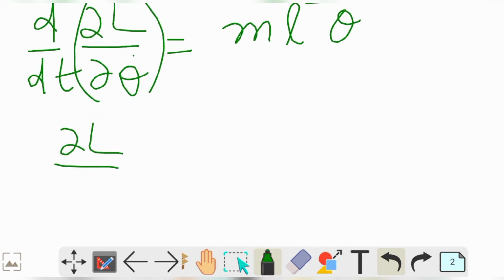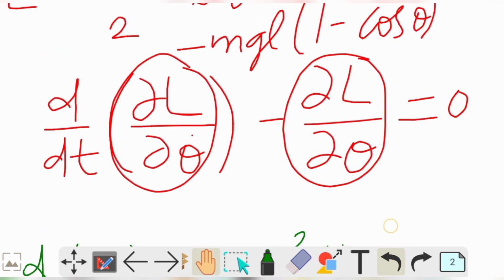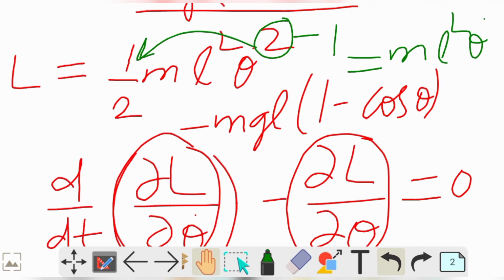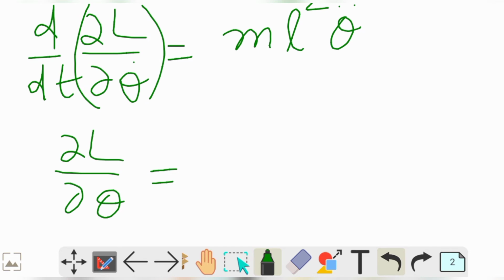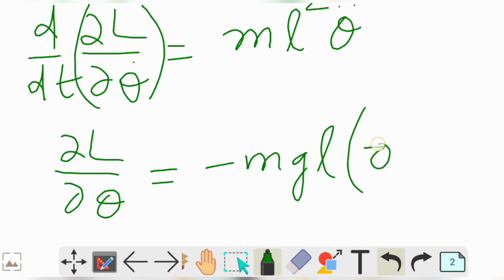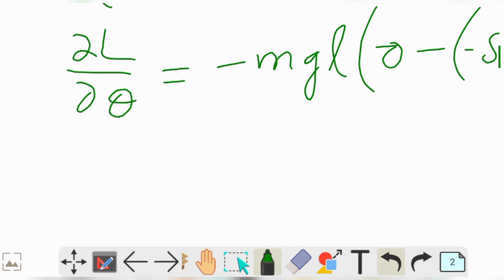Now we have to find curly L by curly theta. We have only one term with respect to theta here. It is minus mgL, the derivative of 1 is 0, and the derivative of minus cos theta is plus sin theta. So it is going to give us minus mgL sin theta.